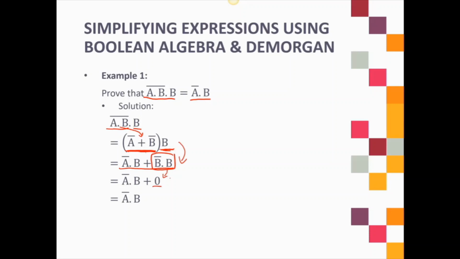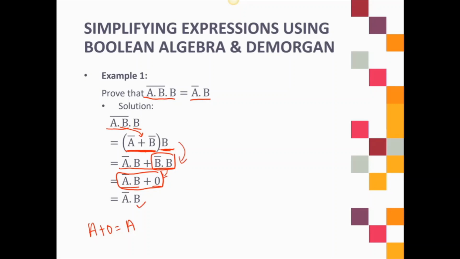And then for the last step, you solve. A bar and B plus 0, so you will get A bar and B. This is also a theorem. I don't remember the number, but remember A plus 0, you will get A. It is the same in this case: A bar and B plus 0, you will get A bar and B. So you get the answer. This is the solution we use to solve this question.